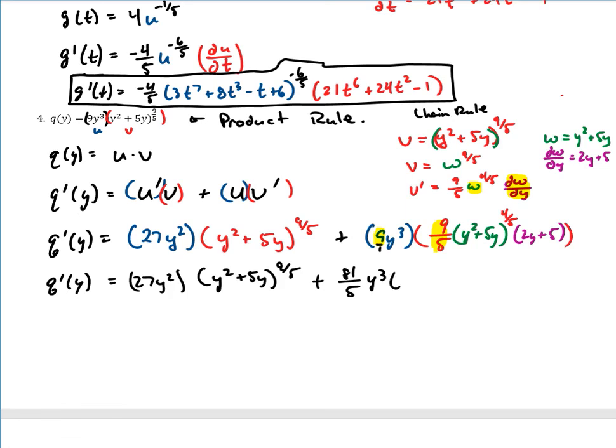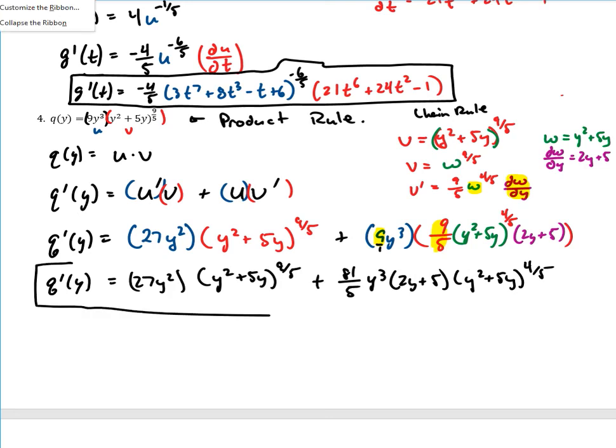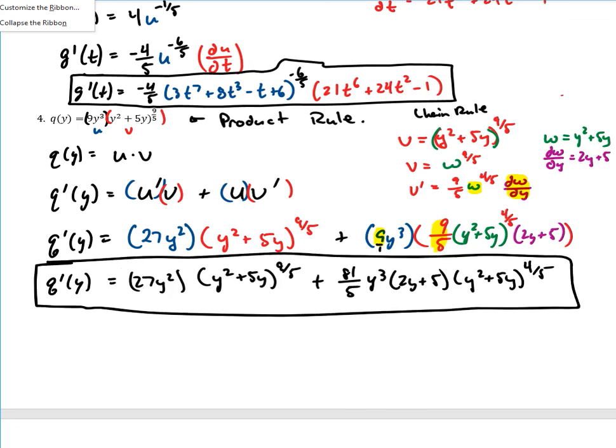And then let's do the purple one second. The 2y plus 5. And then finally this y squared plus 5y to the 4/5, like that. Okay, and this could be an answer. I am going to box it. However, they often look to factor in these scenarios. So we're going to continue trying to factor.